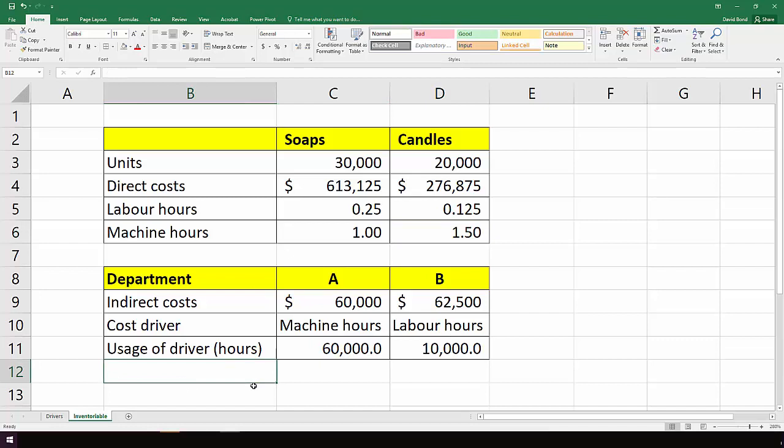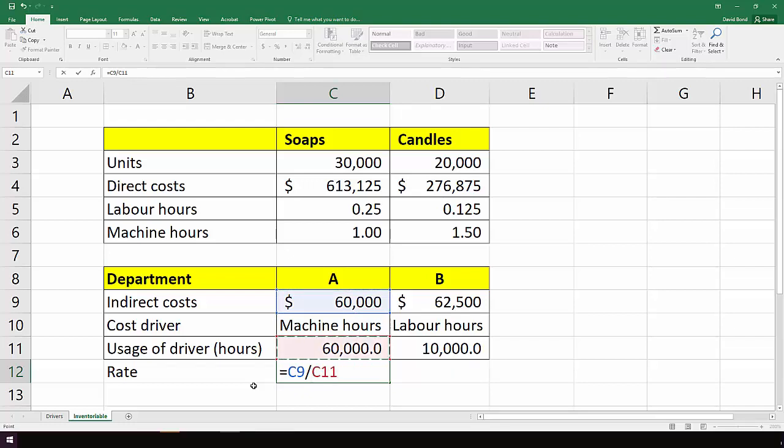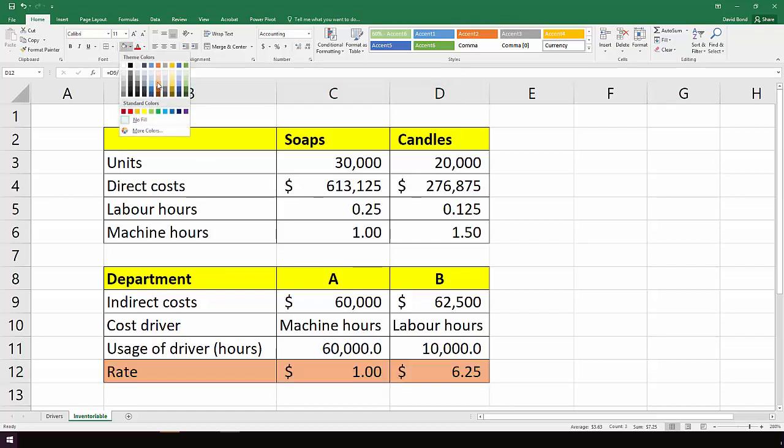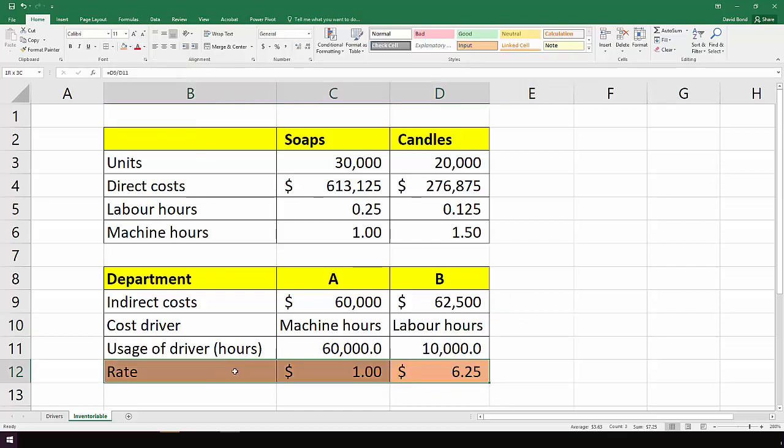So what we need to do here is to come up with the rate, and it's a nice easy calculation because we've got this pool of costs. We've got this amount of costs that we're allocating, and we divide it by the number of hours, and it ends up at $1 per machine hour. Over here it is 62,500 over 10,000 labor hours, so it's $6.25. And I will make that stand out a bit. So that's how we're going to allocate these into here.